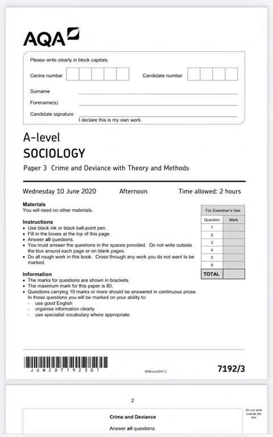For Paper 3, if you are taking AQA A-level Sociology, it's 2 hours long, so here is how to spend that time.